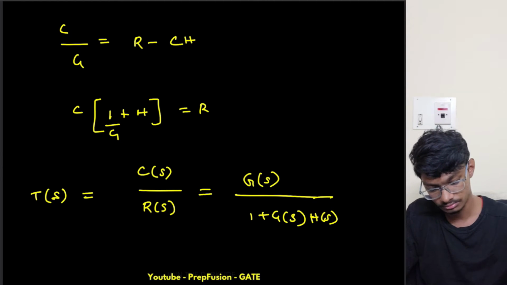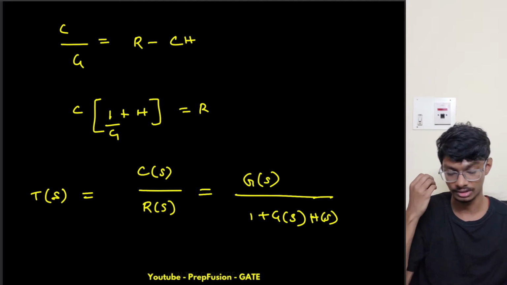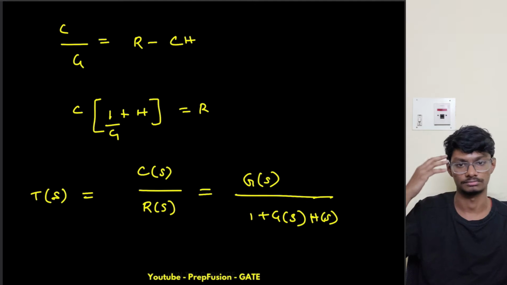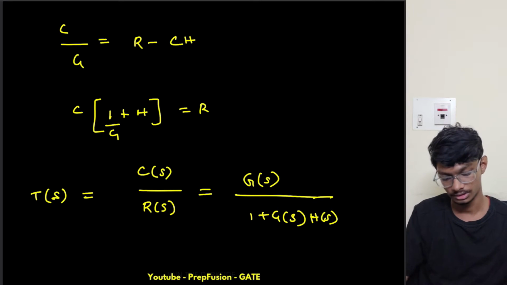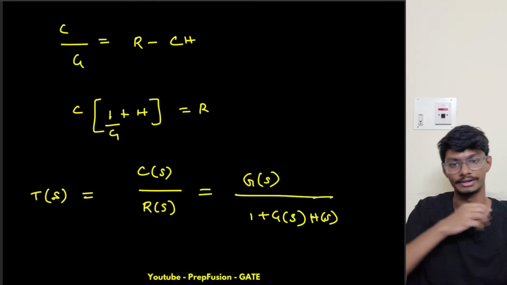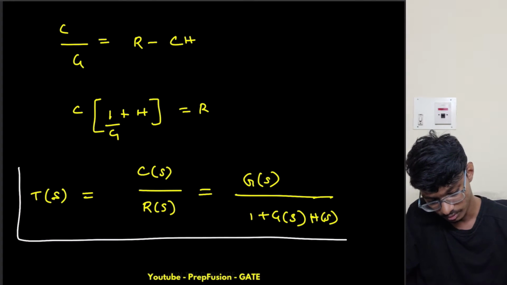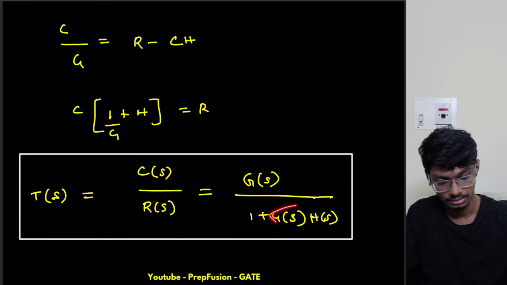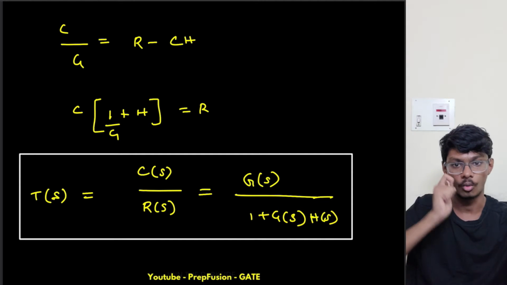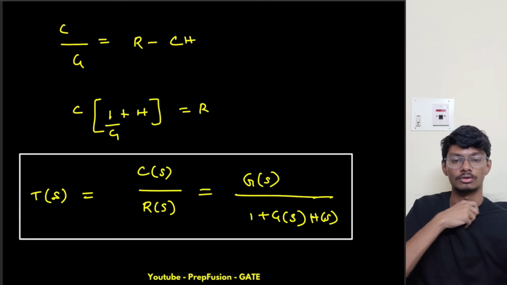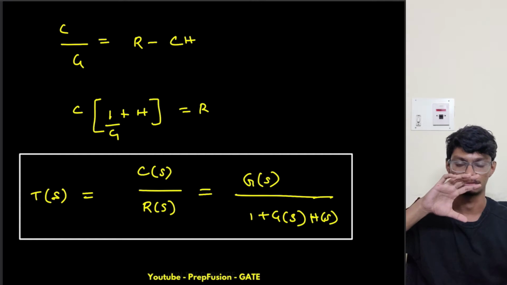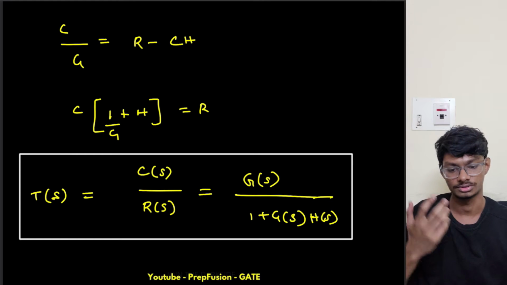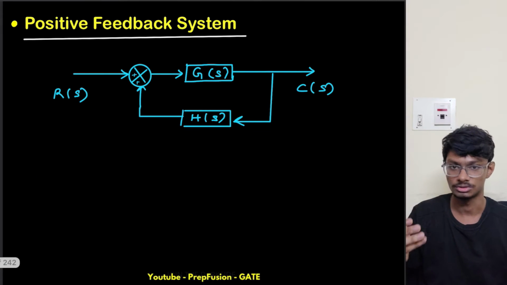Okay, this thing will come up many times, so you will automatically remember it in your head. This is very important. And this term is known as the OLTF of the closed loop system. I will explain what you mean by OLTF of the closed loop system. But first let us study the positive feedback system.